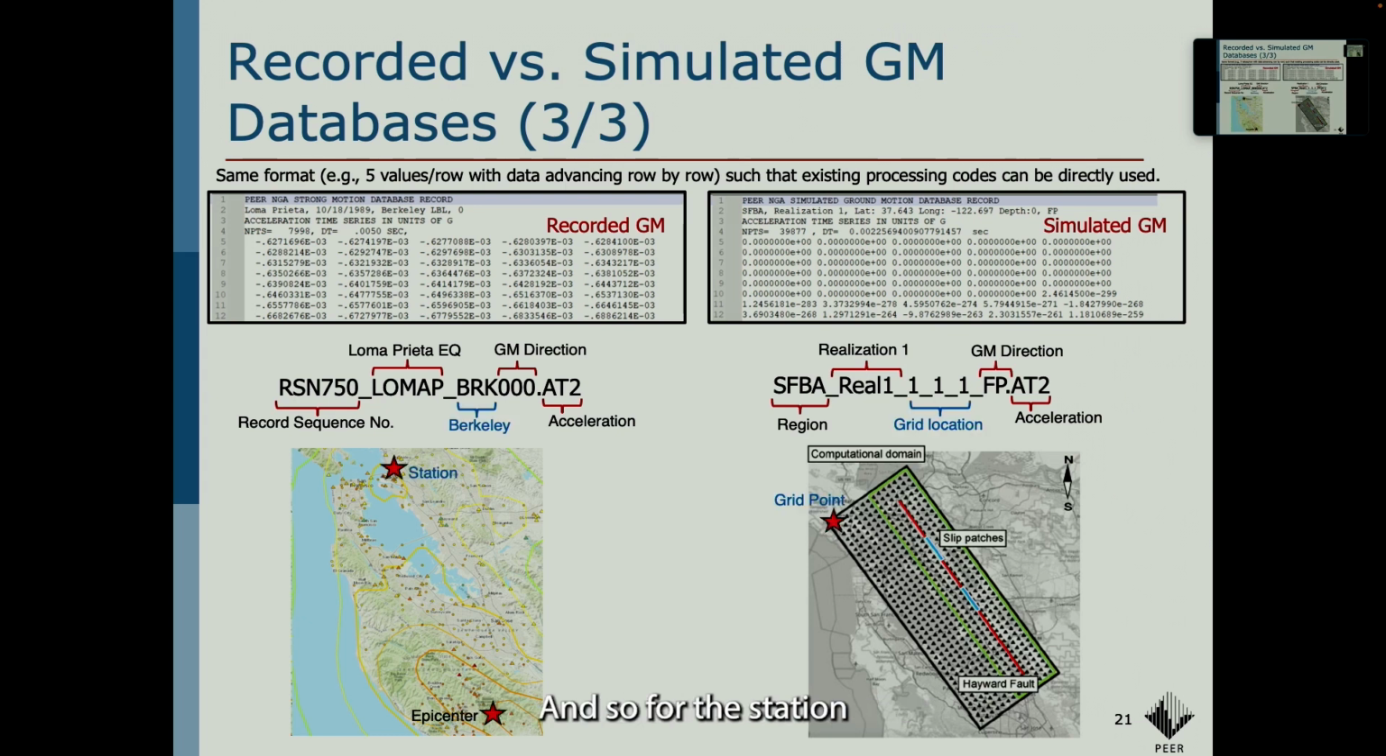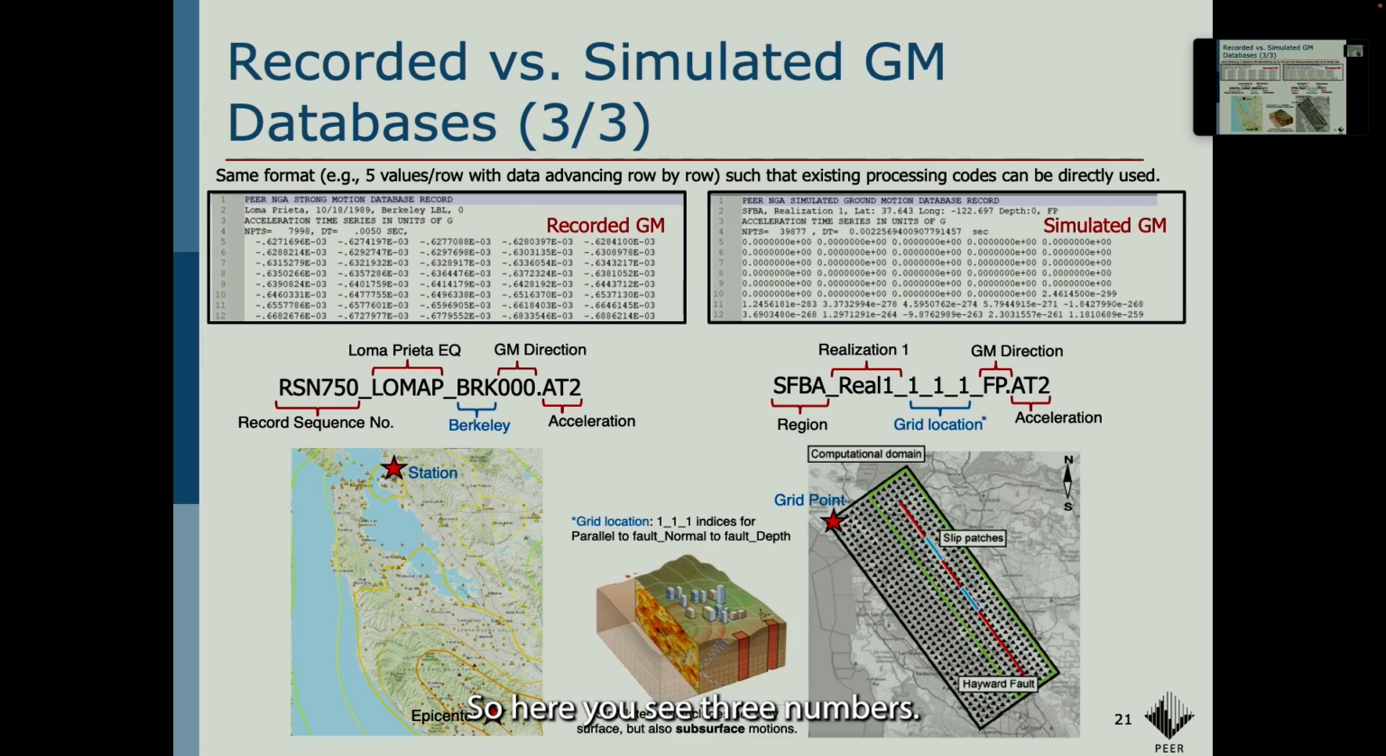For the station, in NGA, obviously it's a physical station, and for the simulated motion database, we represent the location by its indices in the grid. So here you see three numbers. The first one represents the index in the direction parallel to the fault. The second is normal to the fault, and the third one is along the depth. So for example, 111 corresponds to this very first corner point at the surface.